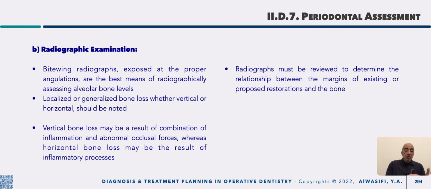Is there a localized or generalized bone loss? Is it a vertical or a horizontal one? Vertical bone loss may be the result of a combination of inflammation, or may be due to abnormal occlusal habits or eccentric occlusal forces. Is horizontal bone loss only related to the inflammatory process?